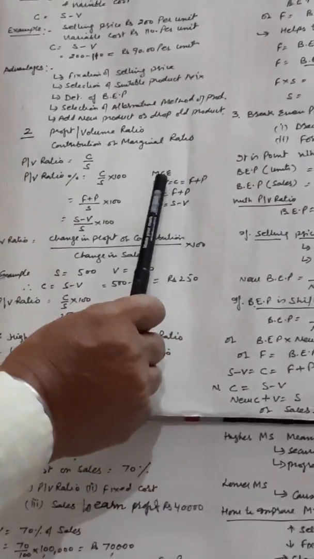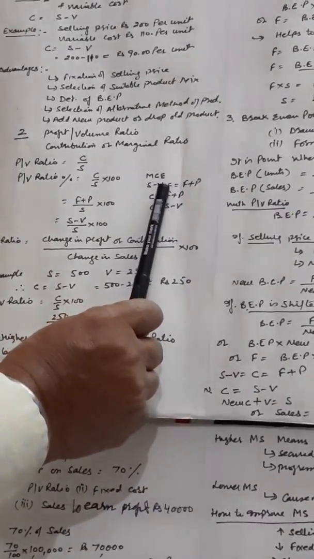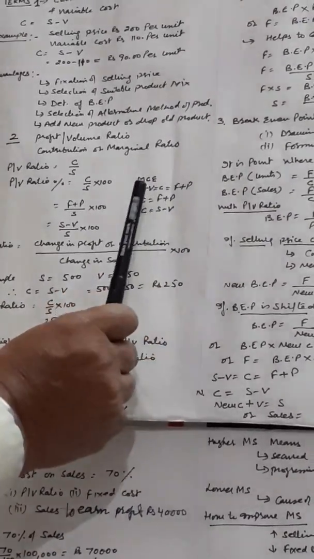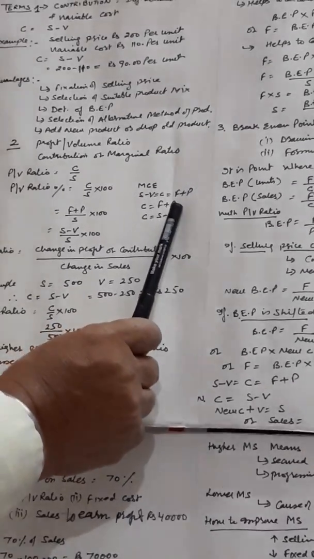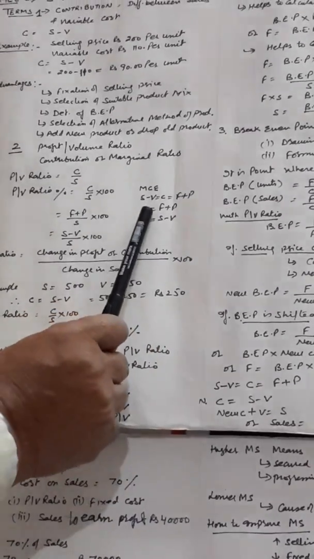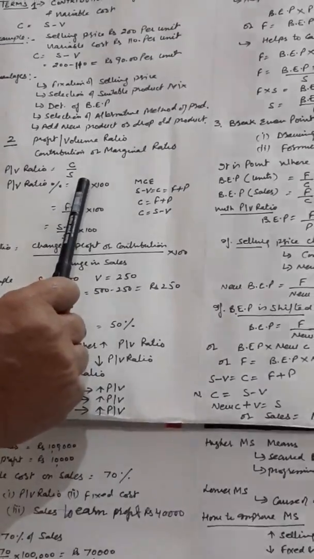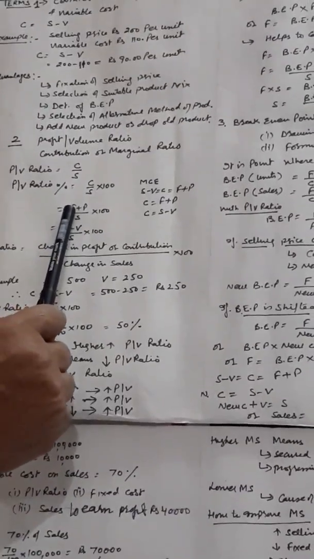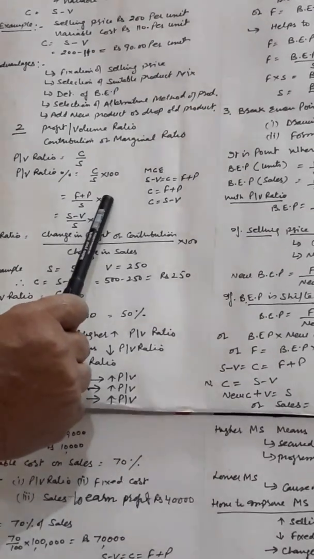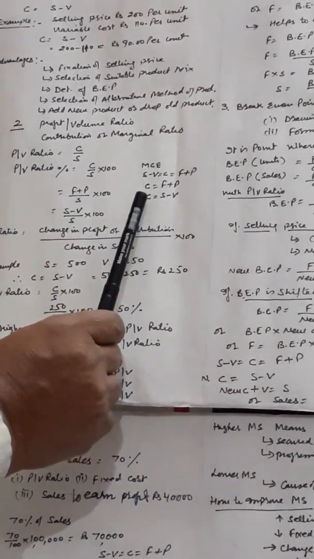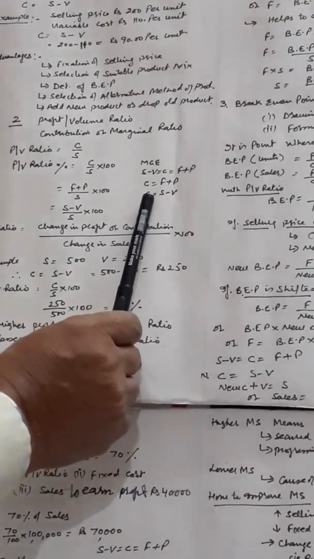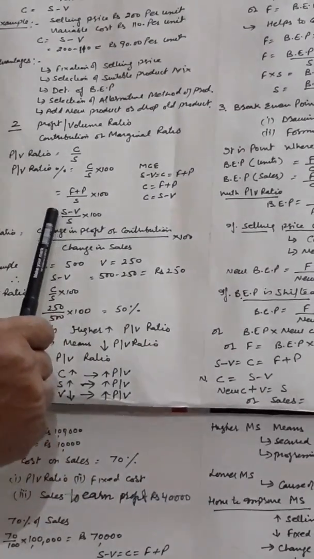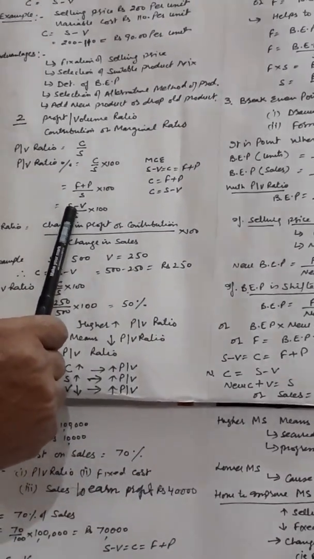If we write down marginal cost equation, we will come to know S minus V is equal to C is equal to F plus P. By putting the value of C is equal to F plus P over here, then PV ratio will be F plus P upon S multiplied by 100. By putting the value of C is equal to S minus V, then PV ratio will be S minus V upon S multiplied by 100.